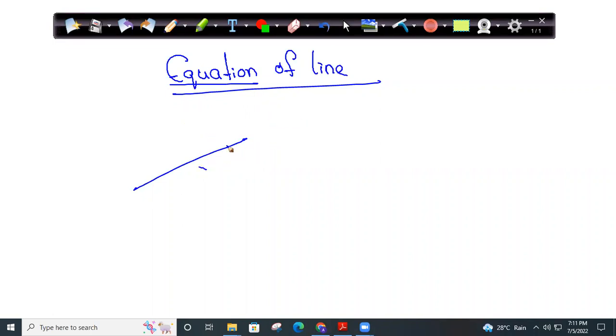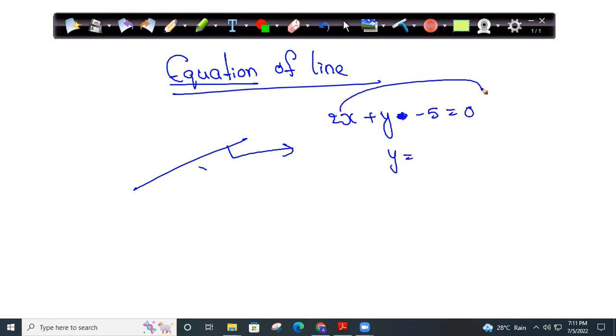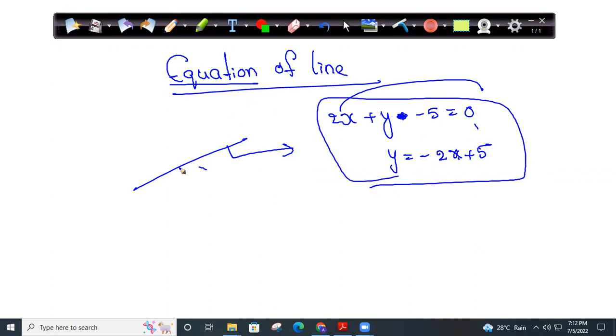We know there are many forms, like your actual name might be Sunny, but your nickname might be Bunny. Similarly, there are different ways to write the same equation of a line. Suppose you have 2x plus y plus 5 minus 5 equal to 0. The same thing can be written as y is equal to, bringing other terms to this side, minus 2x plus 5. Are these two the same or different? Definitely they are the same. There are different ways of writing the equation of a line.